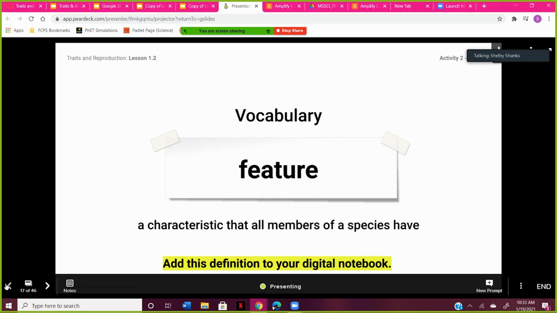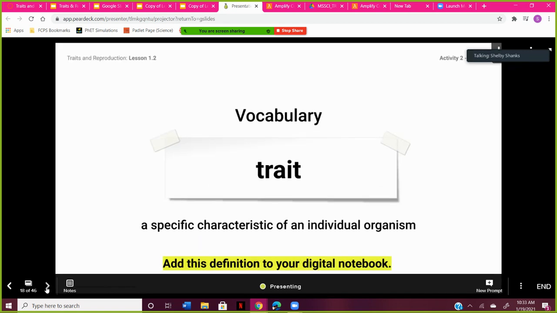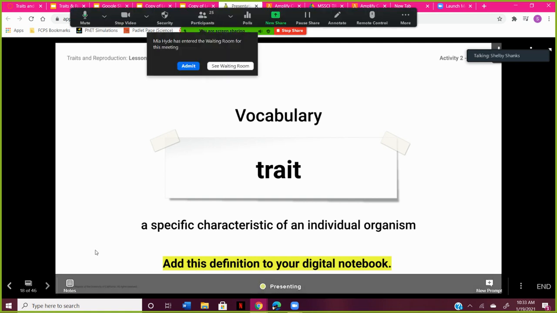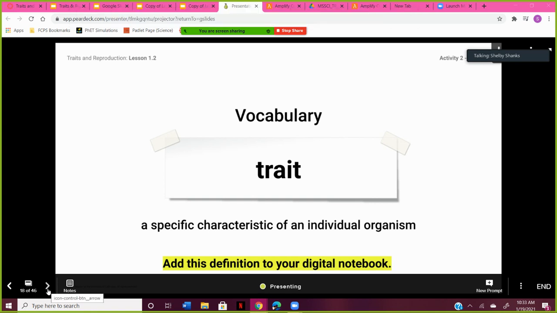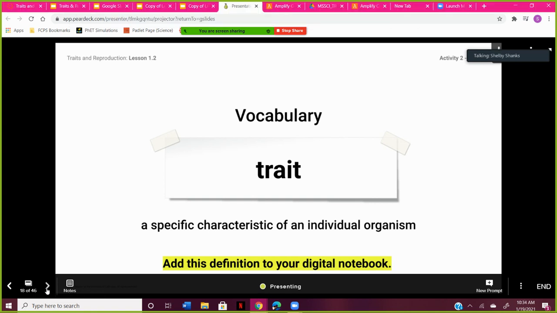All right, so we got feature, which is a characteristic that all members of a species have. And then we have trait, which is a specific characteristic of an individual organism. If you guys fall behind at all, this PowerPoint is on Canvas if you need to go through that, if you missed something. Okay, so we have feature and trait. You guys should have those in your digital notebook. We're going to talk about them a little bit more now.